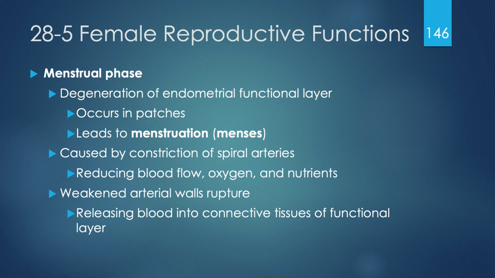And this is caused by constriction of the spiral arteries that support the functional layer of the endometrium. So the spiral arteries are going to reduce blood flow and therefore oxygen and nutrient supply to the endometrial functional layer. And then the arterial walls rupture, and as that occurs, that releases blood into the connective tissues of the functional layer.